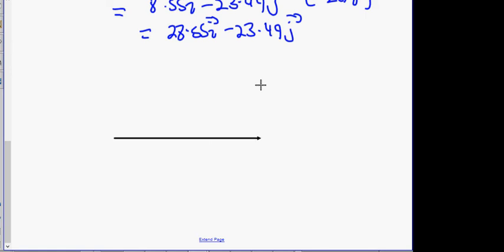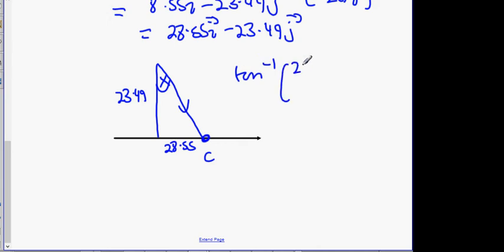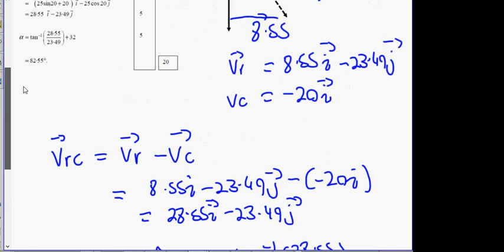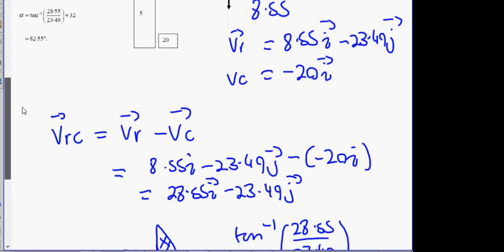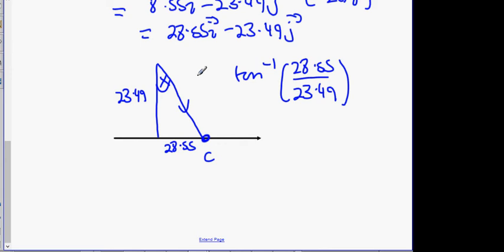Now, what this means is, if the car was a flat object, and we kept the car as an entity stationary, we've now found the velocity of the rain relative to the car when the car isn't moving. So if we put it like this, now it's coming down at this angle here. I know this because it's across 28.55 and down 23.49. To find this angle x, I'm going to tan inverse 28.55 divided by 23.49. And what do we get? 50.55. Okay, so x is 50.55.